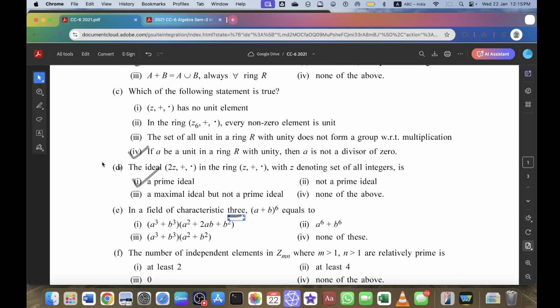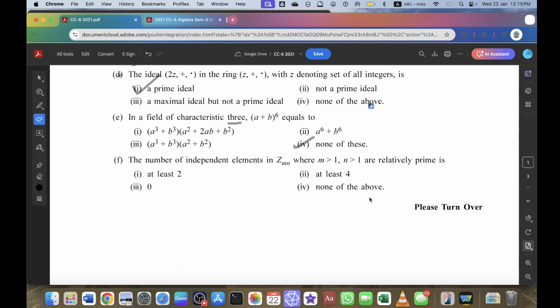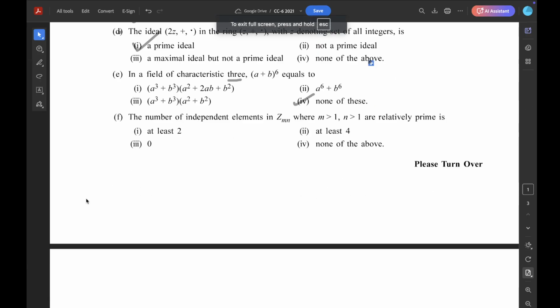Next question. The number of idempotent elements in Z_m × Z_n, where m greater than 1, n greater than 1 are relatively prime, is: option 1, at least 2; option 2, at least 4; option 3, 0; option 4, none of the above.